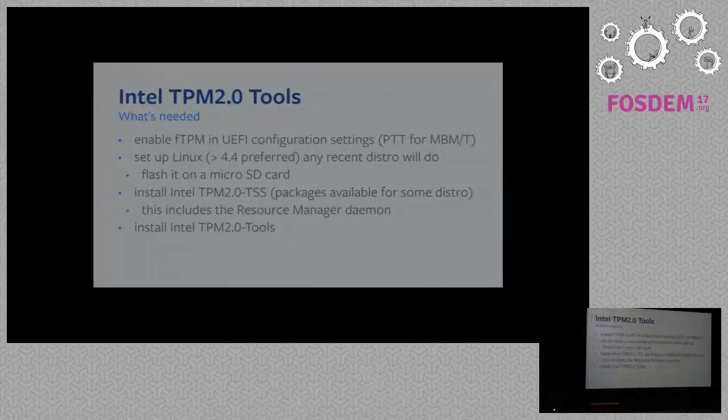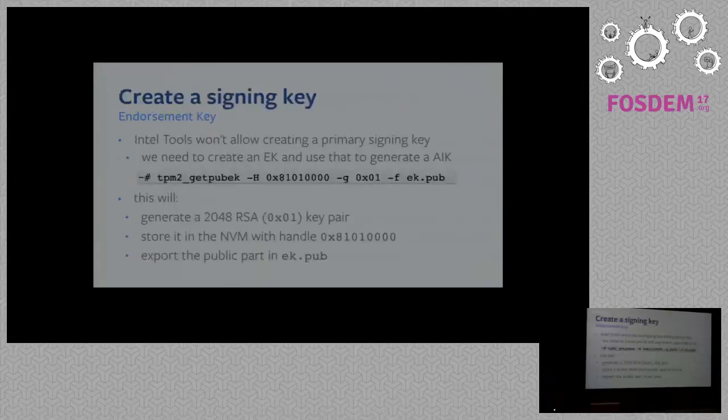In order to use the Minnowboard Max to do what I'm showing, we need to enable the firmware TPM, as I mentioned. We need to set up a Linux distribution. Any recent distribution will do, but you need at least kernel 4.4. I believe 4.2 works as well, but anyway, 4.4 is better. You need to flash it onto a micro SD card, boot the board with it, and install the TPM software stack and the TPM tools from Intel. There are pointers at the end of this presentation, so you can find the software easily. If you're lucky, some distributions like openSUSE already have packages for these two software. You need to start the resource manager as a daemon, and then you're good to go.